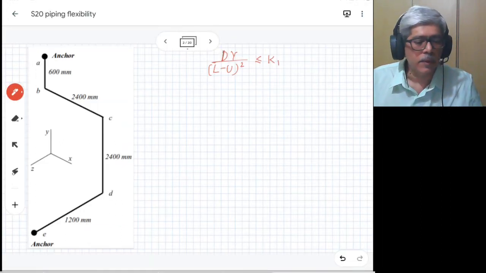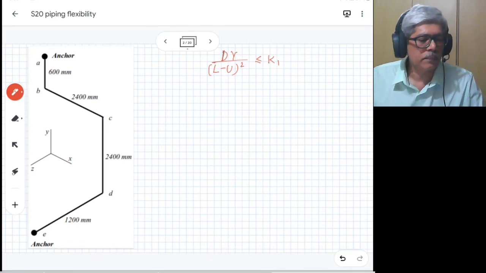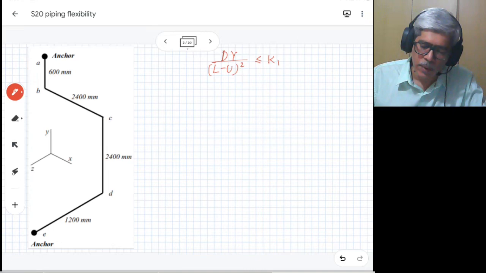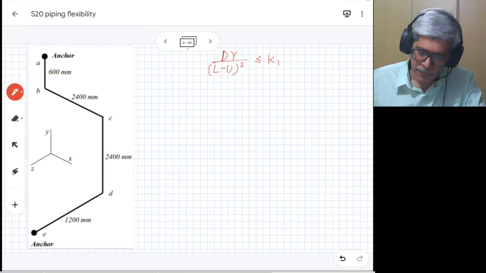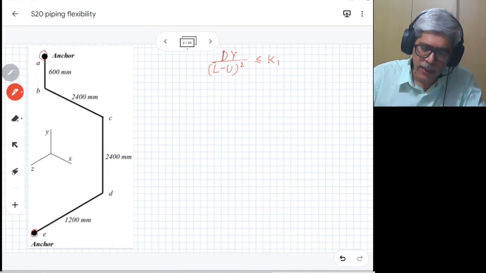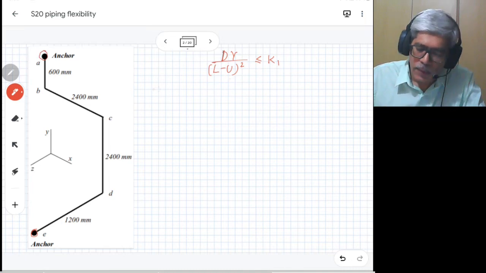So let's proceed with the calculation. We will calculate the straight distance from anchor which is at E to anchor which is at A. So that is the value U. So first we'll calculate anchor to anchor distance U.